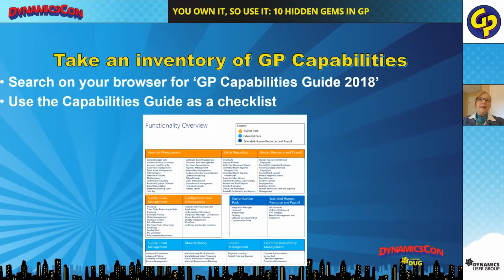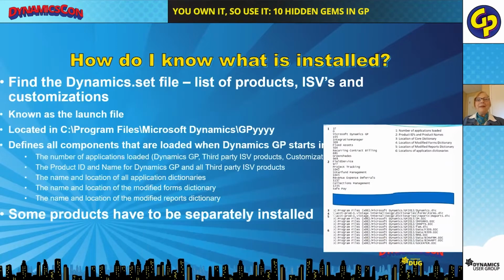And then how do you know what's installed? That's tough, right? Because some products have to be installed separately. So you need to find what's called the Dynamics.set file. It has a list of products, ISVs, and customizations that are installed. This is known as the launch file. There's the location that it typically is at. I will tell you, start with the server, your main server for Dynamics. But it could also be on an individual user's desktop. They might have a different launch file. Sometimes that happens. People will have differences from their workstation to the SQL server.